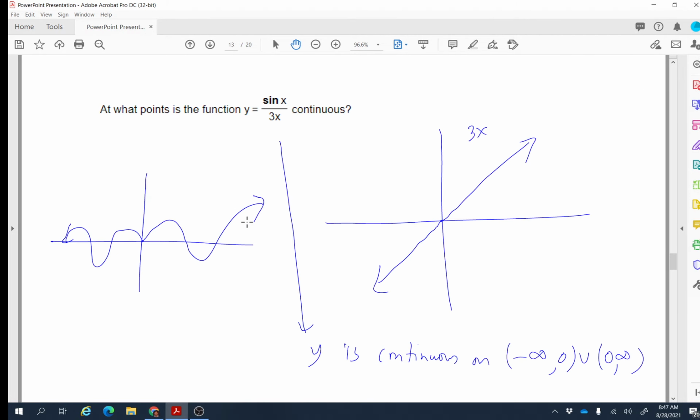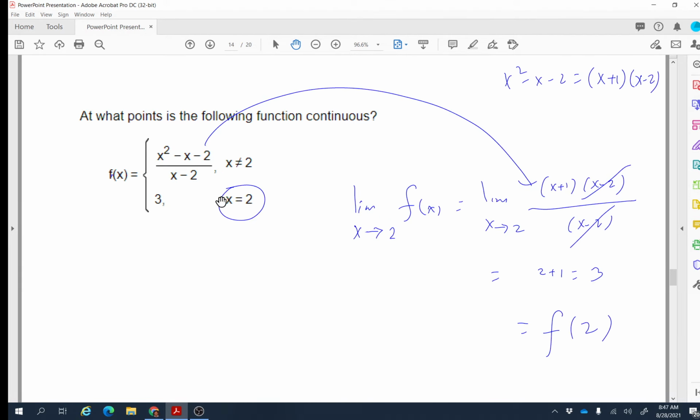We already knew that this function is continuous everywhere, and we did not know about 2, so we found the limit, and then we compared that limit with the value of the function, and we found that yes, the limit of the function when x approaches 2 exists, which is 3, which is the value of the function. So that's why this function is continuous at 2. So the conclusion is f is continuous everywhere, meaning continuous on negative infinity to positive infinity.